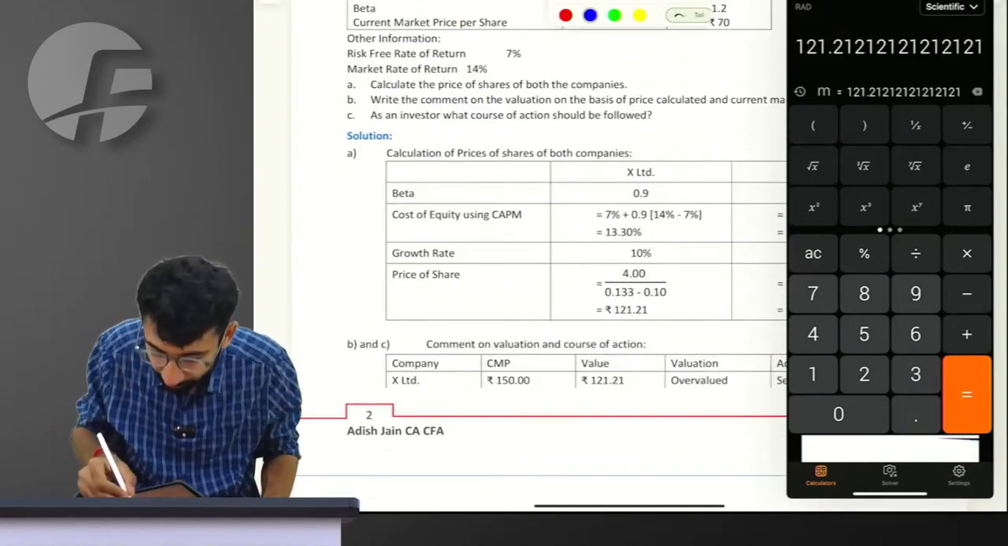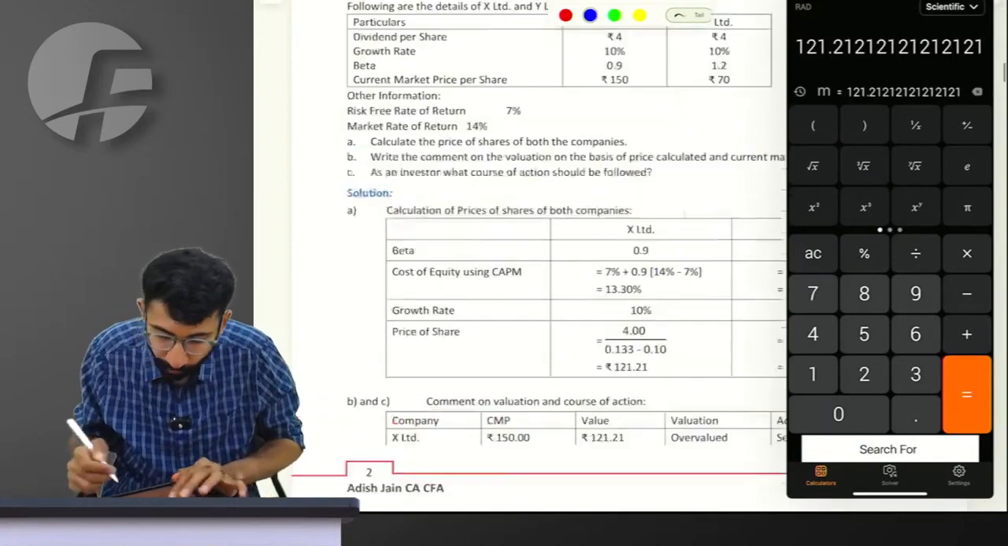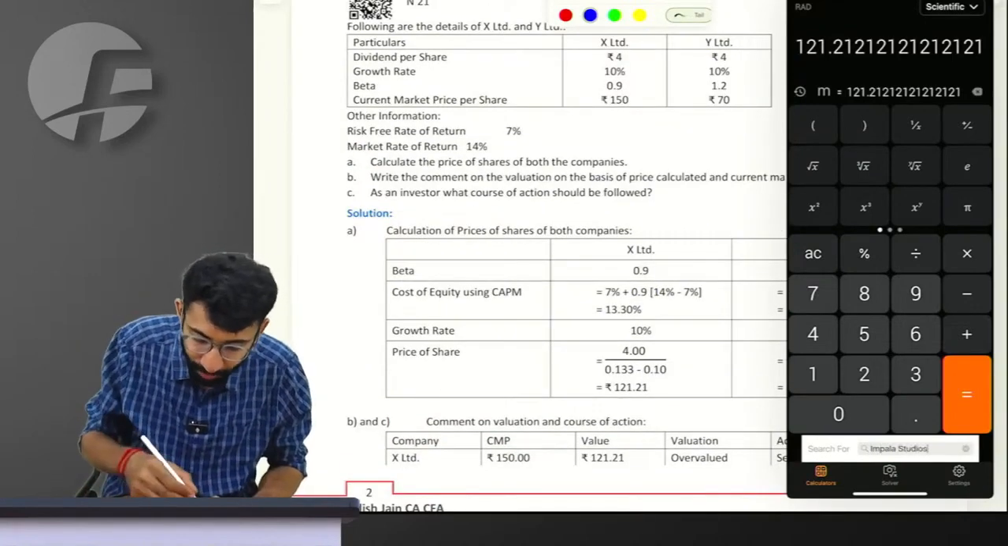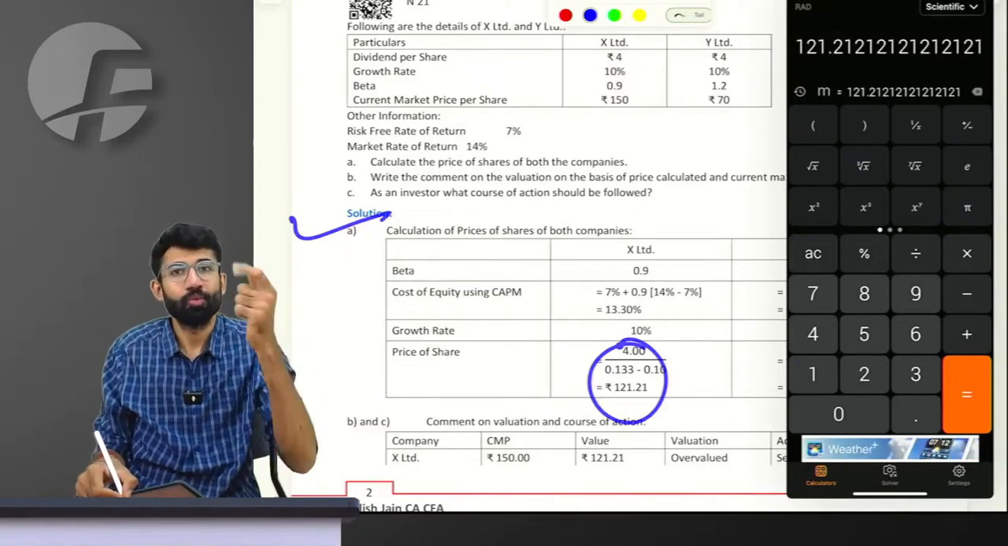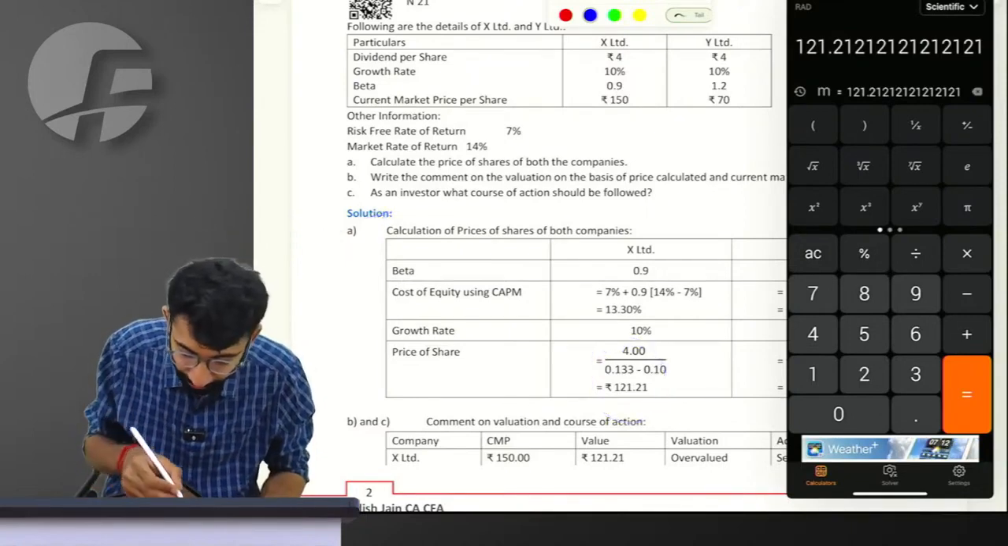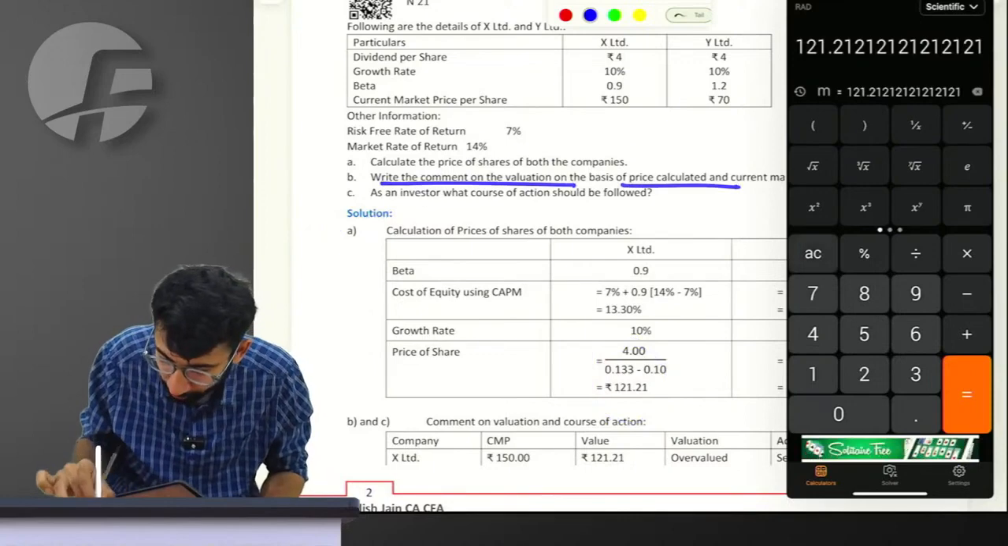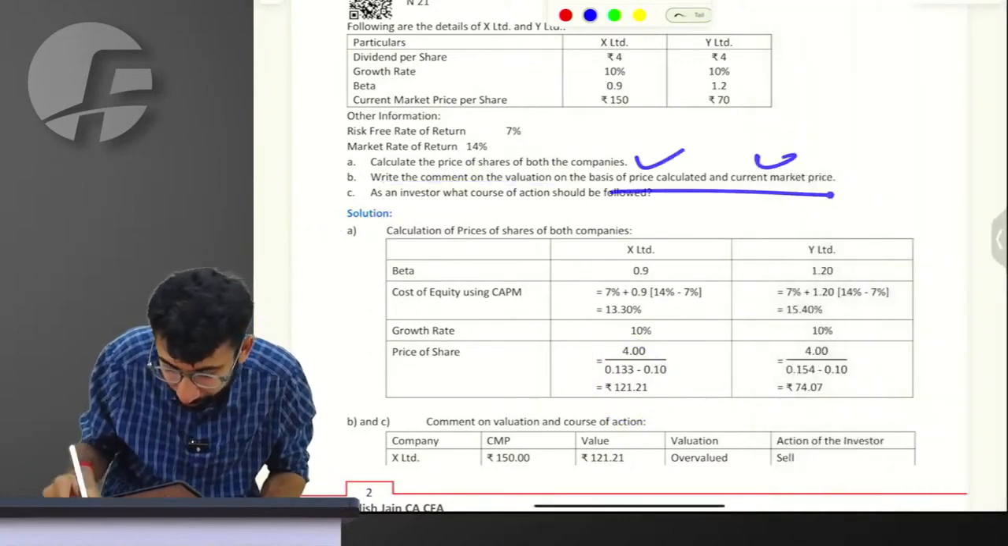121.21 is the intrinsic value. So obviously this part was quite easy, which is why I did not make you people do it in the notes. What is more important for us to understand is this. Write the comment on the valuation on the basis of price calculated and current market price.